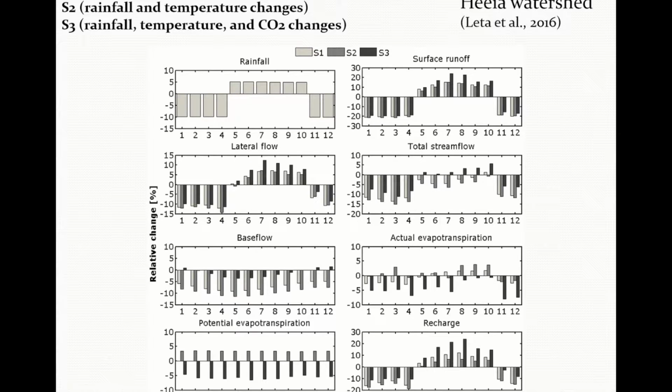So here is an example of the results. Here is the change in rainfall, wetter, drier. Then based on the changes, we can see how surface runoff will change. Again, this is increase in surface runoff, and here is decrease in surface runoff. Same for lateral flow, which is flow from the ground above the water table. And this is the total stream flow. Here is the base flow, which is the flow below the water table. This is actual evapotranspiration, and this is potential evapotranspiration, the recharge.